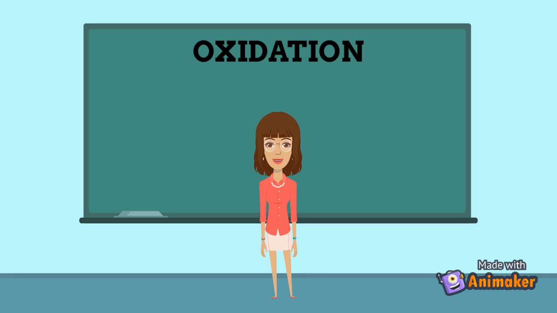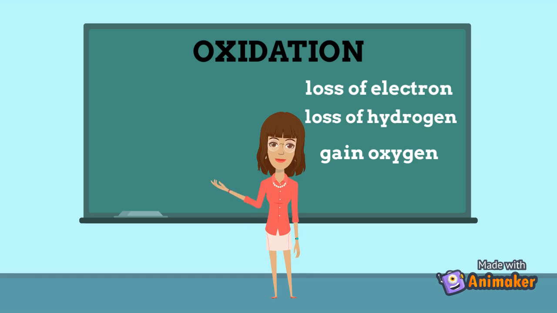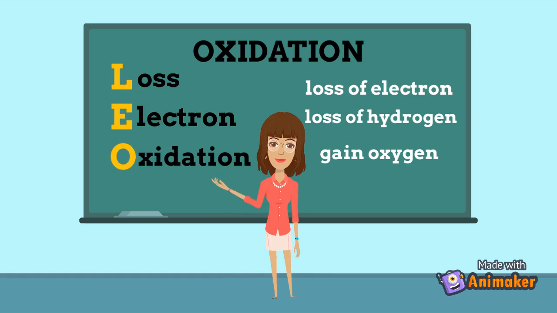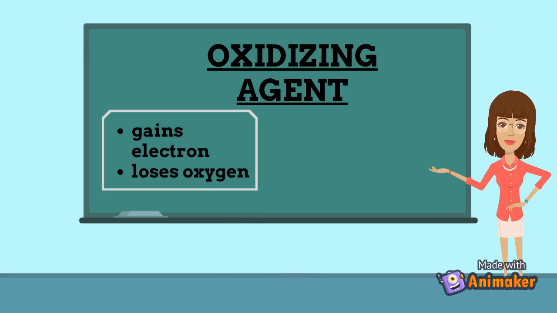Now, we know that oxidation is the loss of electrons, the loss of hydrogen, and the gain of oxygen. Just remember this formula: LEO, loss of electron, oxidation. So, oxidation is always the loss of electrons. Then, we learn that an oxidizing agent will gain electrons and lose oxygen. It is a substance that gains electrons and loses oxygen, oxidizes others but reduces itself.